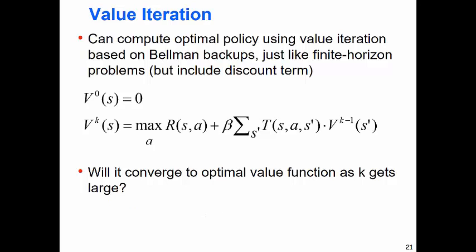And the question is, will this converge? What we want is, as k gets large, we'd like this to converge to the optimal value function for every state. And it turns out that that is the case. The limit as k goes to infinity of V_k, and now we're thinking again of these V_k as a vector and V star as a vector, these do converge.